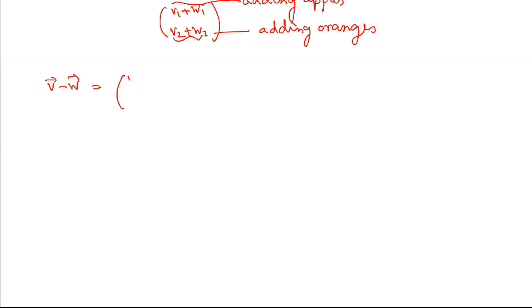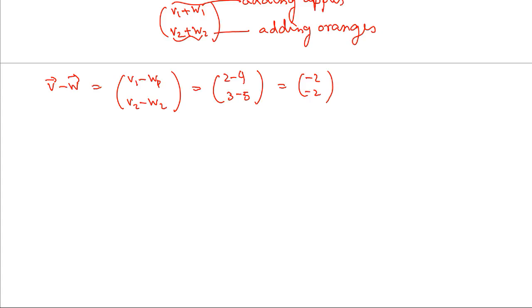We do subtract apples from apples, oranges from oranges. So you have 2 minus 4, 3 minus 5, minus 2, minus 2. So essentially, if you take away 4 from 2, you are left with minus 2. Maybe you can look at it as like you owe someone. Minus means owing, and positive is for having with you. So far so good.